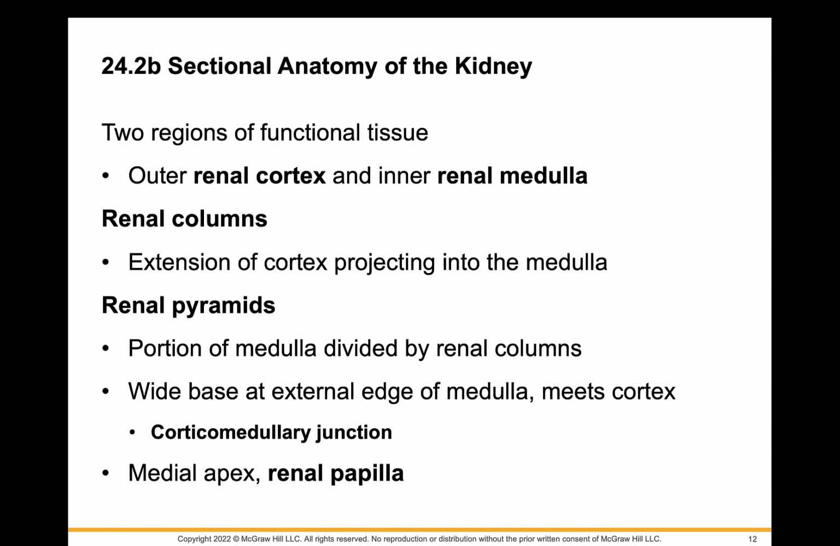Now, the next thing that we want to look at is the actual sectional anatomy of the kidney. There are going to be two regions of functional tissue: the outer renal cortex and the inner renal medulla. So keep in mind these are regional terms, and there are also renal columns. These are the extensions of the cortex that actually project into the medulla. And then there's renal pyramids. You may also hear them called medullary pyramids. They're the part of the medulla that's divided by the renal columns. They have a wide base at the external edge of the medulla and meets the cortex. Also, at the medial apex, there is the renal papilla of the renal pyramids.